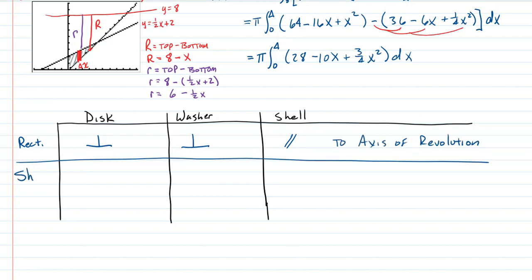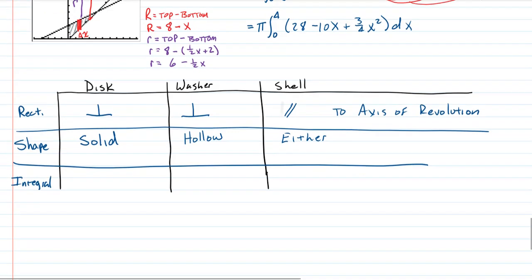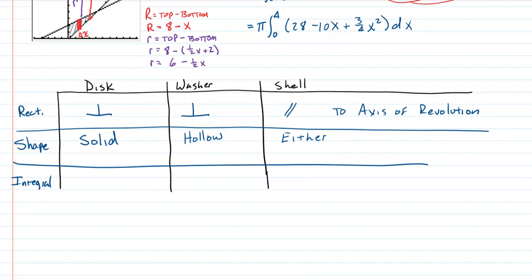As far as the shape of the shaded region goes, in order to use the disk method, we have to have a solid shape, meaning that our shaded region touches the axis of revolution everywhere. For the washer method, it could be part solid and part hollow, but there has to be a hollow somewhere. And for the shell method, it could be either a solid or a hollow shape. And then when I look at my integral, I'm going to leave the variable of integration off. It could be either a dy or a dx depending on the rectangle.